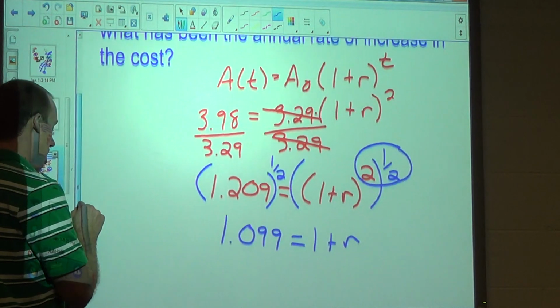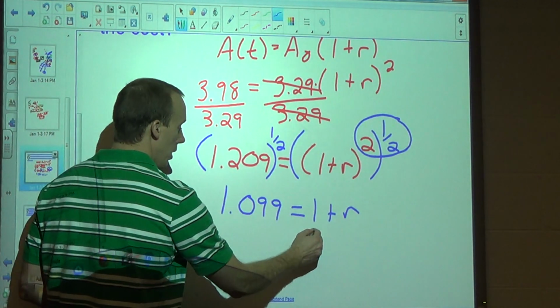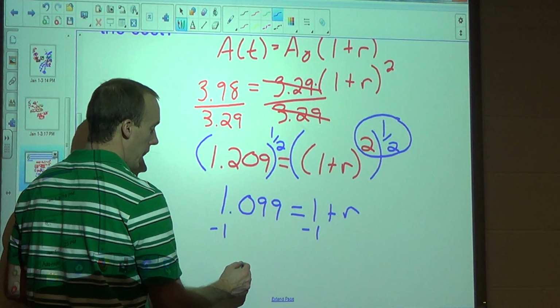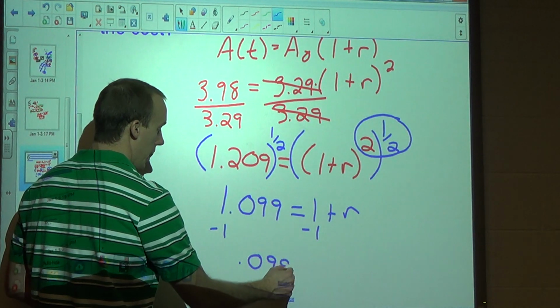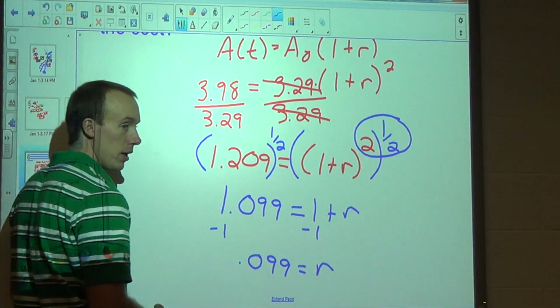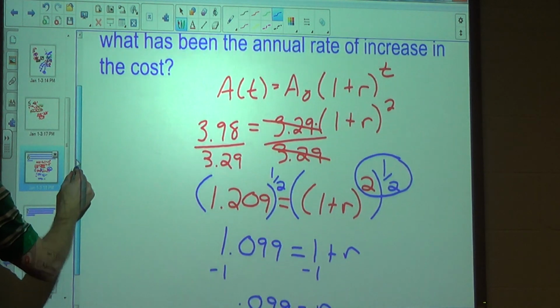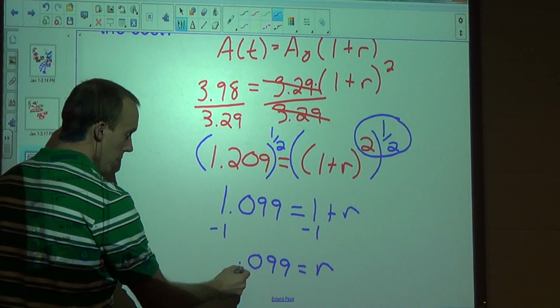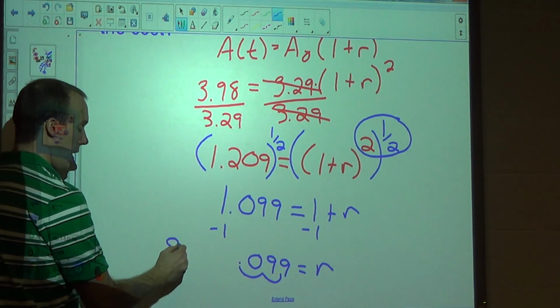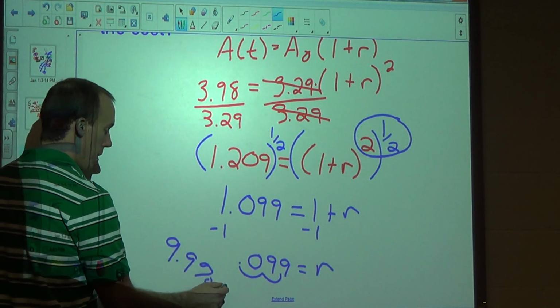How do I finish this problem? Minus the 1. Minus the 1, and I get 0.099 equals r. So the question was, what is the annual rate of increase? Gotta move the decimal point twice, it's what, 9.9%. Percent.